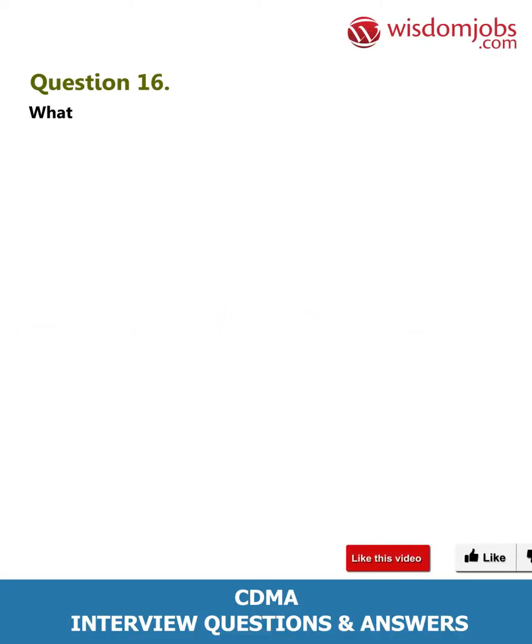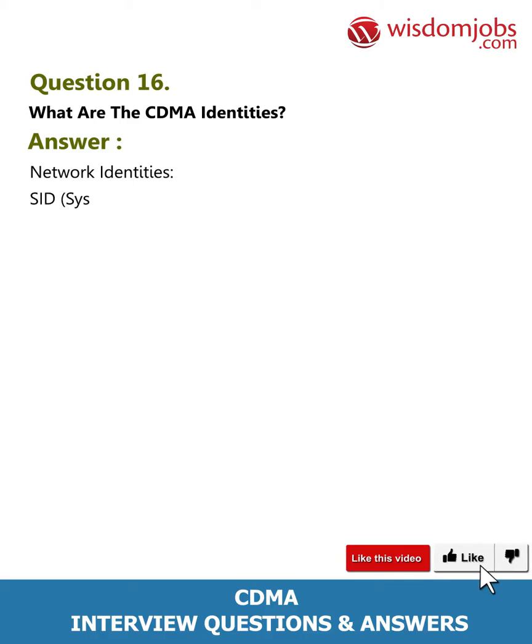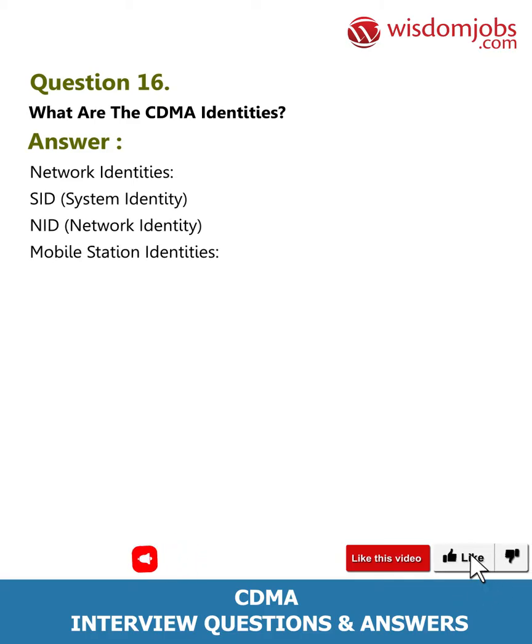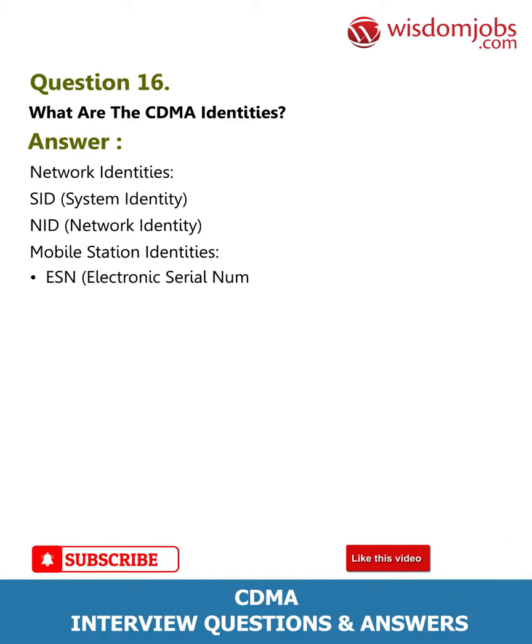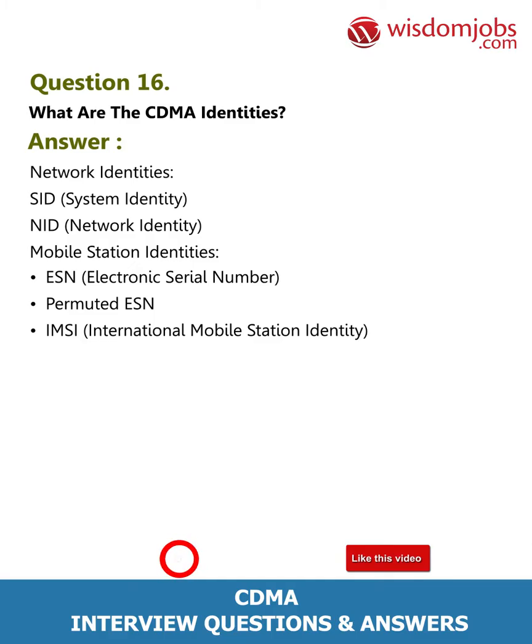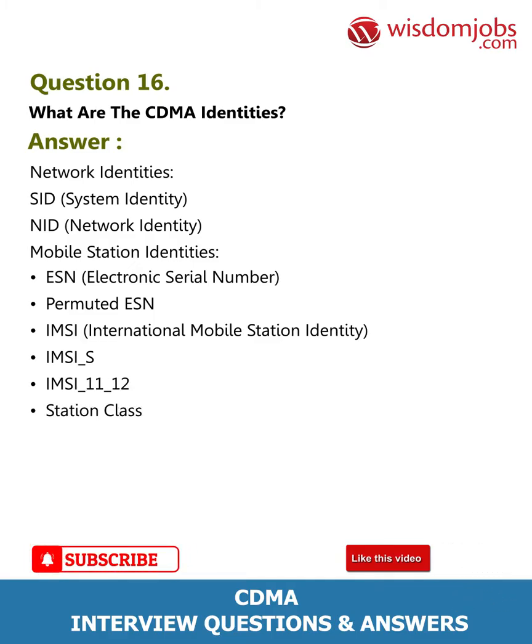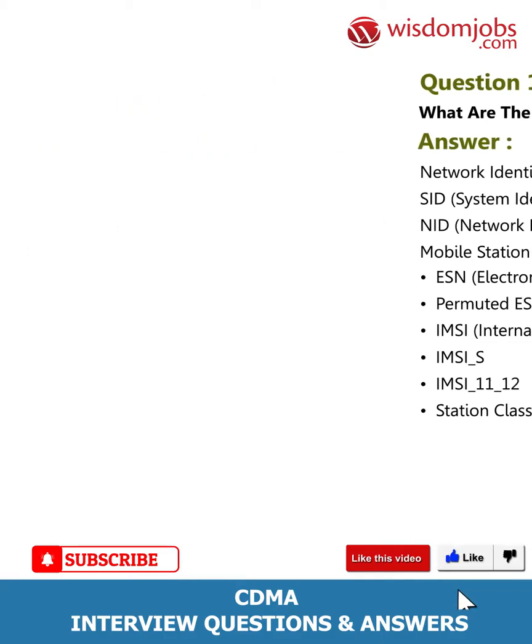Question 16. What are the CDMA identities? Answer: network identities, SID (system identity), NID (network identity); mobile station identities, ESN (electronic serial number), permuted ESN, IMSI (international mobile station identity), IMSI_S, IMSI_11_12, station class mark.